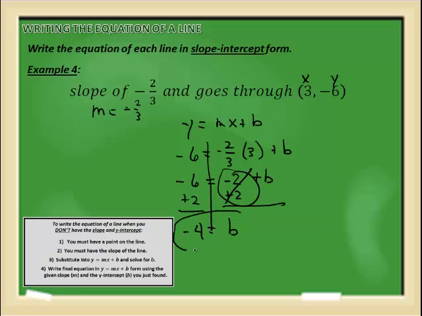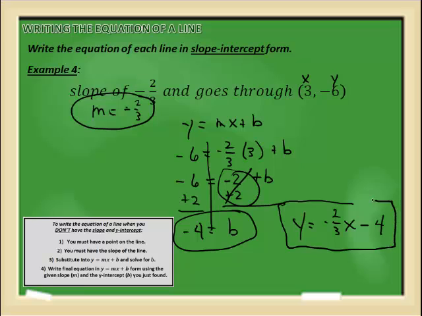So now I have the b and I have the m. I'll just plug them into the equation. y equals -2/3 x, and since -4 is my b, I'm just going to put -4. If you put plus a -4, that would still work, but we prefer you put -4. And there's the equation.